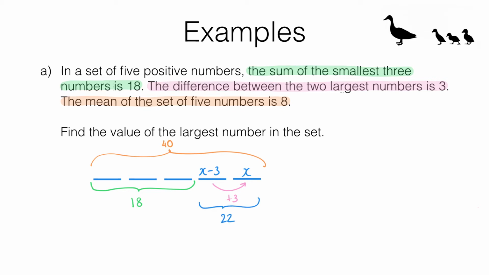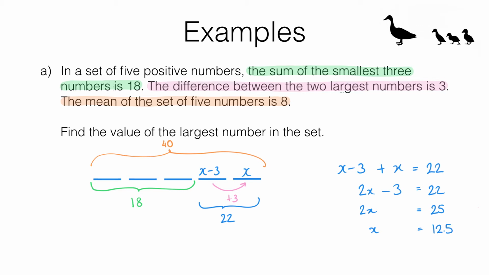The equation I can write is that x minus 3 plus x equals 22. This is an equation I can solve. Let's simplify the left-hand side. I've got x minus 3 plus x. That simplifies to 2x minus 3, and that equals 22. If I now add 3 to the left and the right-hand side of the equation, I get 2x equals 25. And to get x now, I need to divide the left and the right-hand side by 2. So that gives me x equals 25 over 2, which is the same as 12.5.